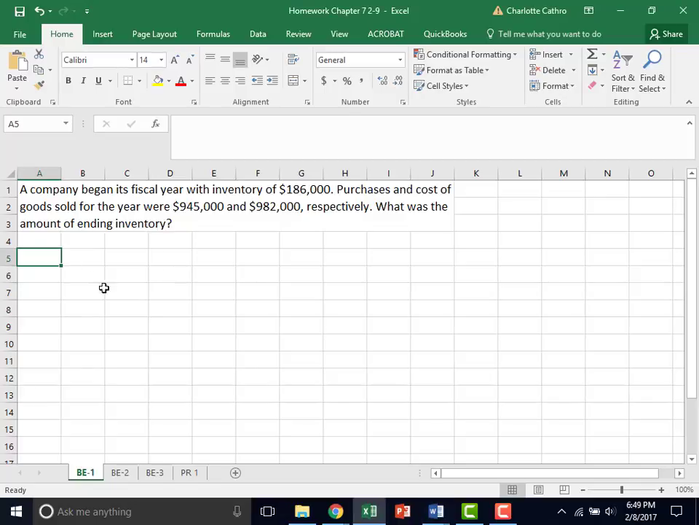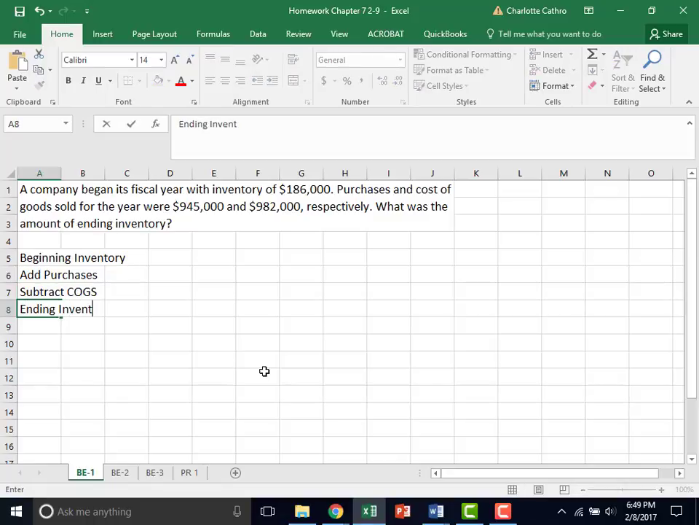So here is our first problem, again, this one being a periodic system. So it doesn't record the purchases and sales as they go along, but rather at the end, we determine the inventory based on that inventory formula. And what is that inventory formula? You take the beginning inventory, you add purchases, you subtract cost of goods sold, and that gives you your ending inventory. So the question here was to determine the amount of ending inventory.